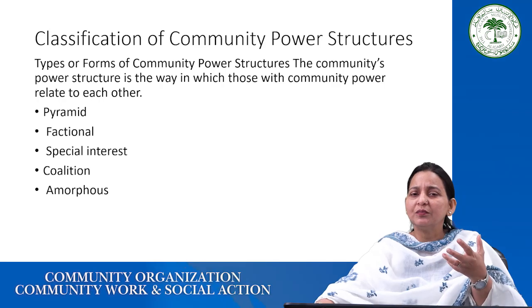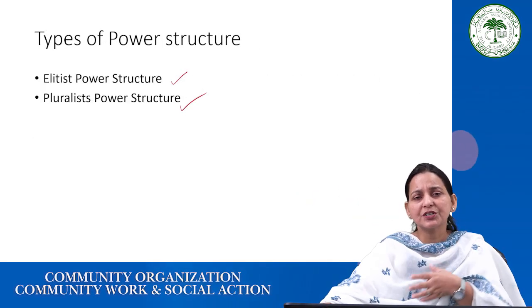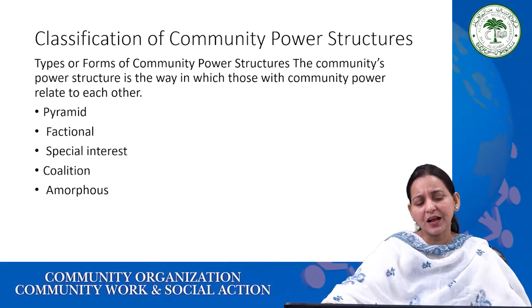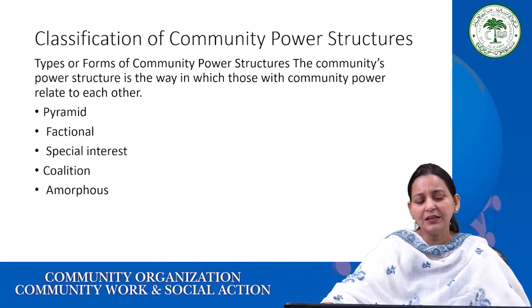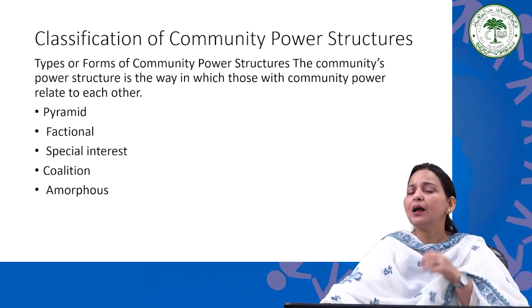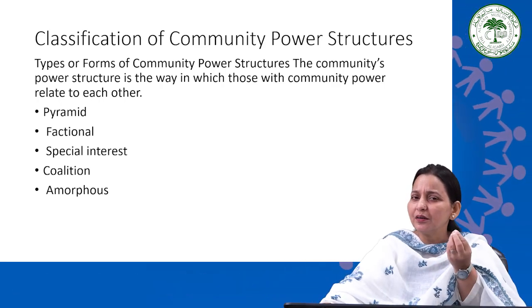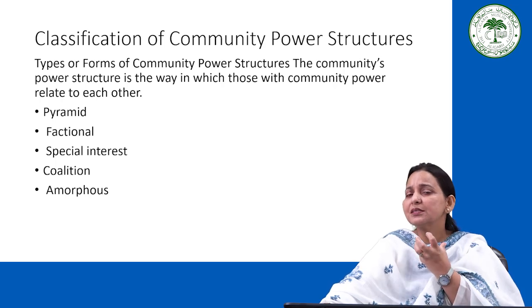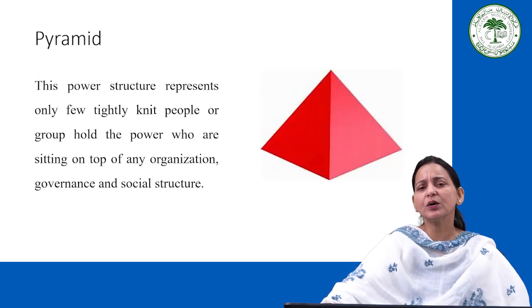Now coming to the classification of community power structure, we can define different types. One we have discussed: the elitist power structure and the pluralist power structure. Further, it could be divided into pyramid, factional, special interest, coalition and amorphous. By understanding these, you will better understand the different sub-parts of the elitist and pluralist power structures.